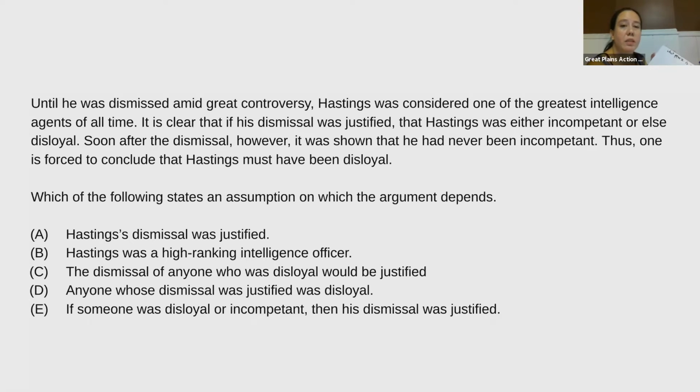All right, so let's look at the question prompt. It says, until he was dismissed amid great controversy, Hastings was considered one of the greatest intelligent agents of all time. It is clear that if his dismissal is justified, then Hastings was either incompetent or else disloyal. Soon after the dismissal, however, it was shown that he had never been incompetent. Thus, one is forced to conclude that Hastings must have been disloyal.